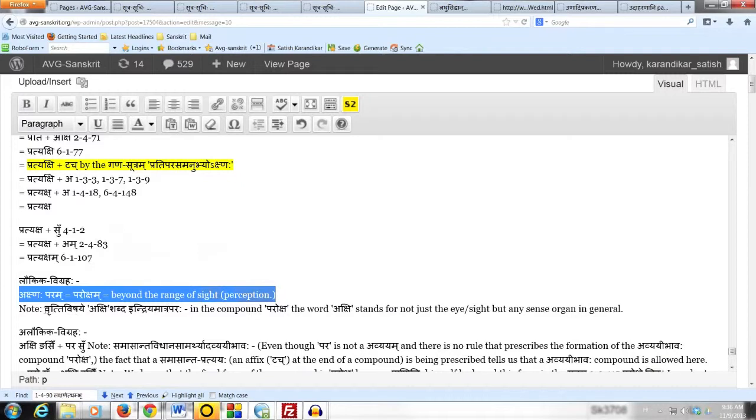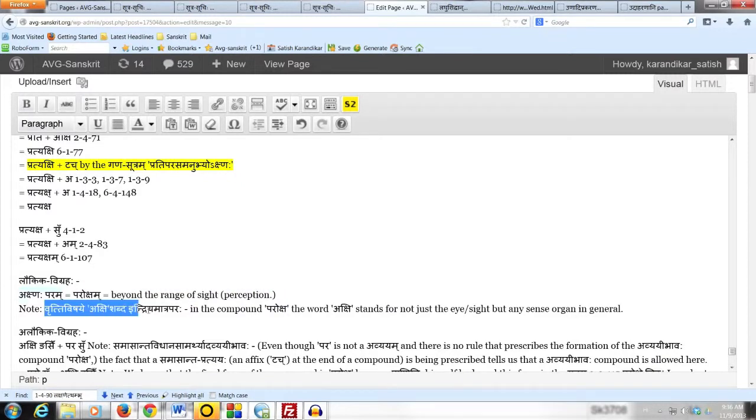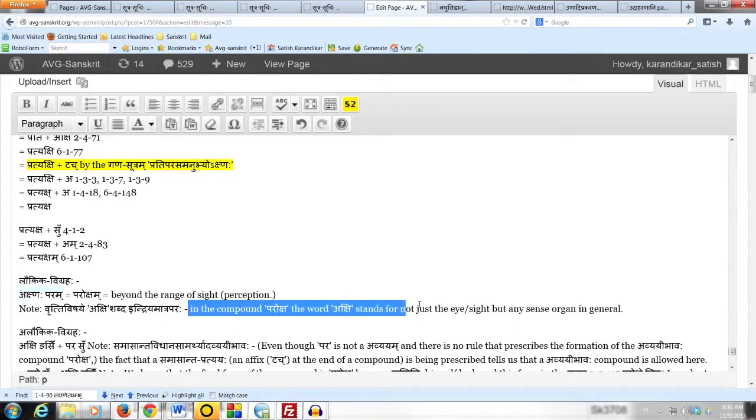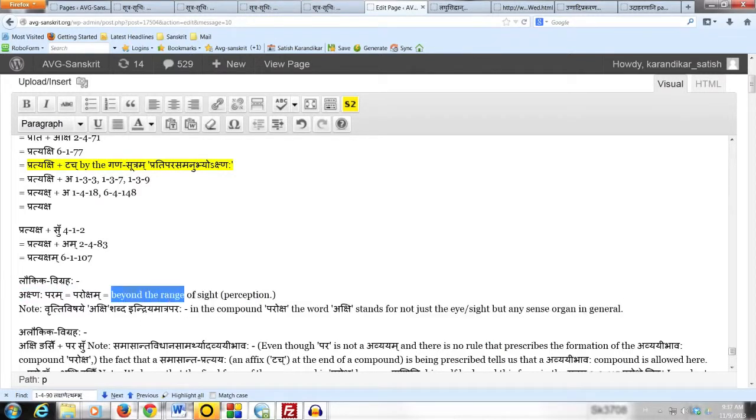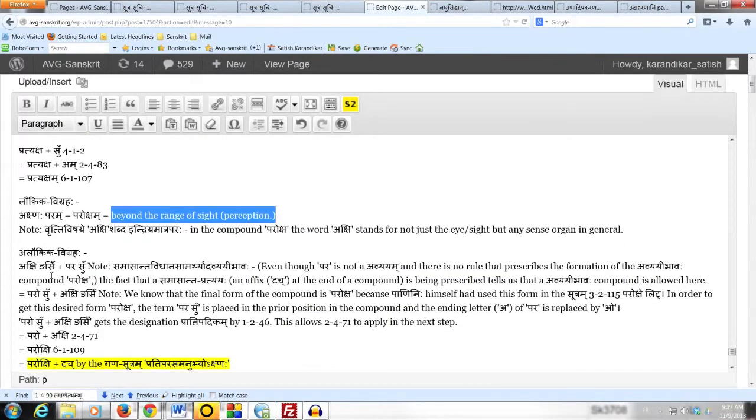Note here says that vritti vishaye akshi shabdaha indriya matra paraha. In the compound paroksha, the word akshi stands for not just the eye or sight, but any sense organ in general. So paroksham means beyond perception, not just beyond sight, but beyond any sense perception. The alaukika vigraha vakyam is akshi nyasi plus para su.